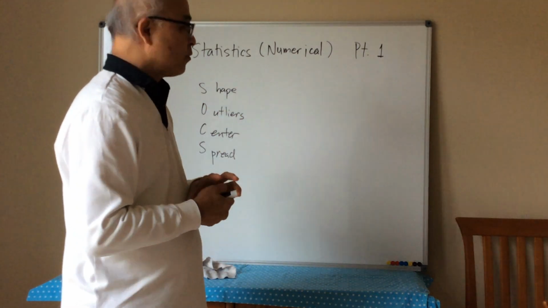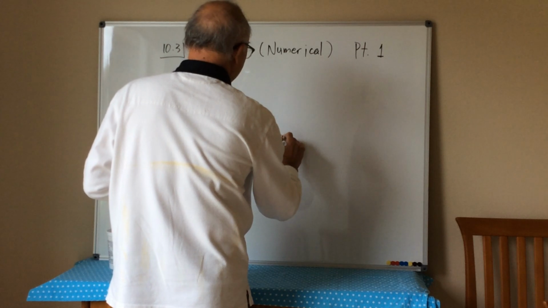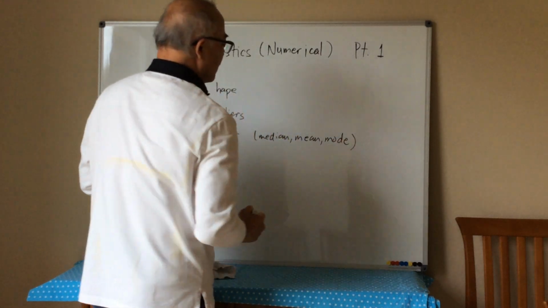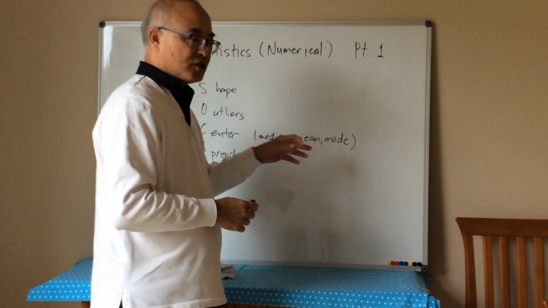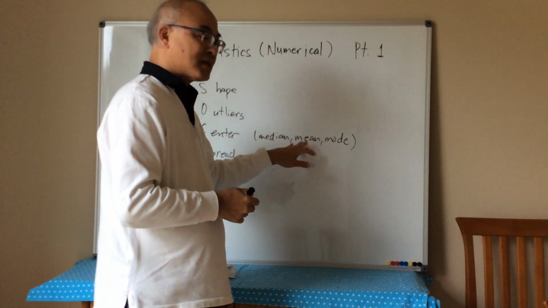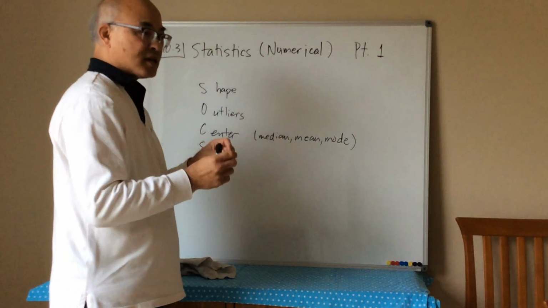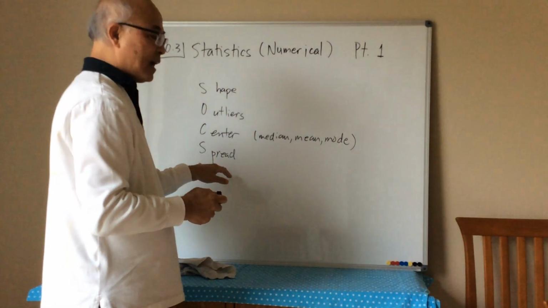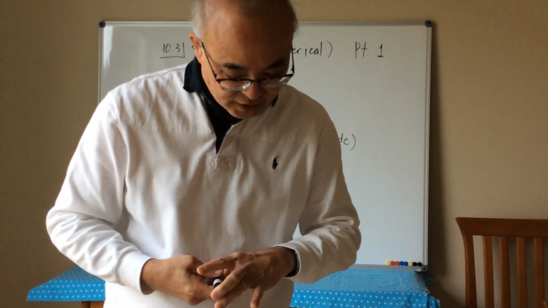Center is what we talk about, and there are three things that we can talk about here. We can talk about either the median, mean, or mode, and you've learned these. Briefly, median is the one right in the middle. Mean is you add them all up together and divide by how many you have, basically the average. And the mode is the one that shows up the most. The spread is from the max to the min. What is the variance? How spread out is your data?